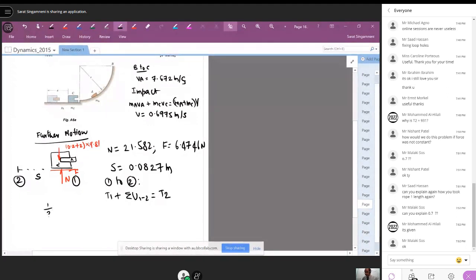What it will be is half mass 0.2 plus 2.0 times the initial velocity, the common velocity 6975, squared. That's the kinetic energy. The work done is only done by the friction force, which is minus 6.4746 times the distance through which it is traveling. We don't know that, is equal to, it comes to rest at the end. After solving, we get S equal to 0.827 meter. Any question?